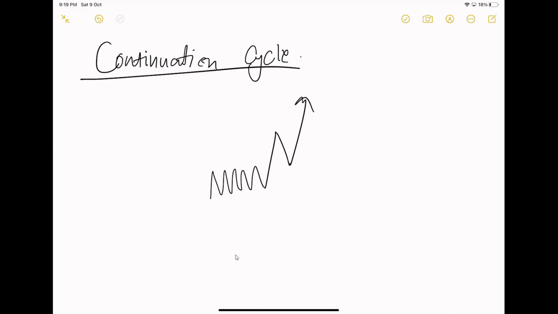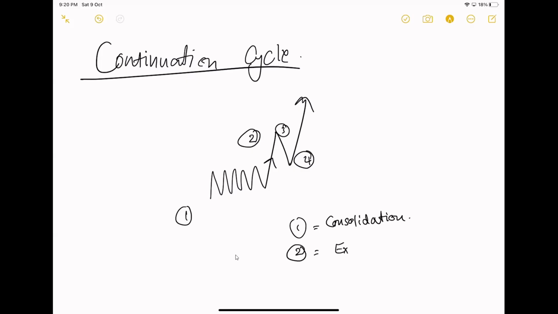All right, so continuation cycle. Number one, you have consolidation. Number two, you have expansion. Number three, you have retracement. And number four, you have reversal. All right, number four, you have reversal.